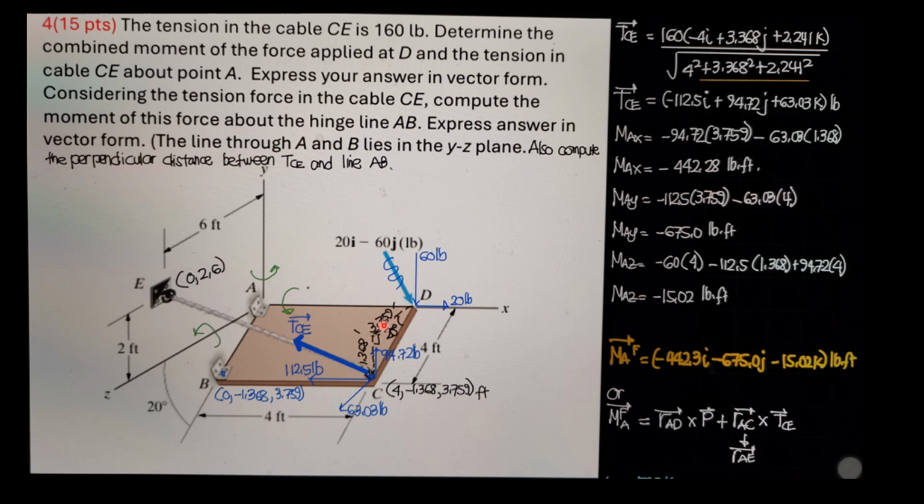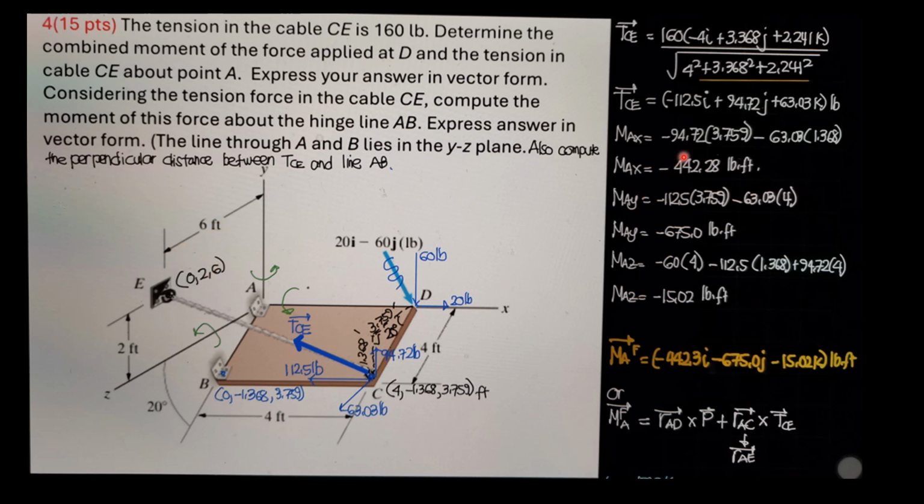So that's 3.759 feet. And the vertical distance of C or B below the XZ plane is 4 sine of 20 degrees, and that is 1.368 feet. So the coordinates of C therefore are 4, negative 1.368, and positive 3.759. The coordinates of E: X is 0 because this point E lies on the YZ plane, Y is 2 feet, which is this, and Z is 6 feet, which is that 6 feet there.